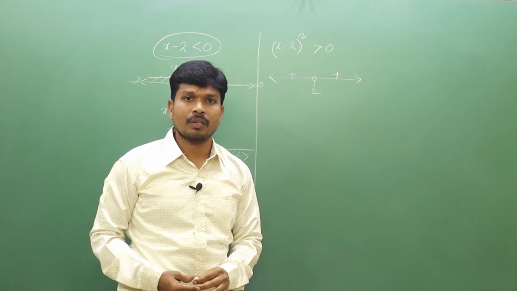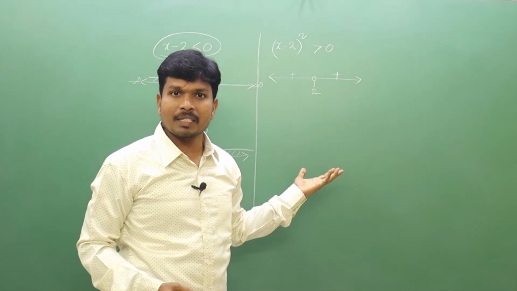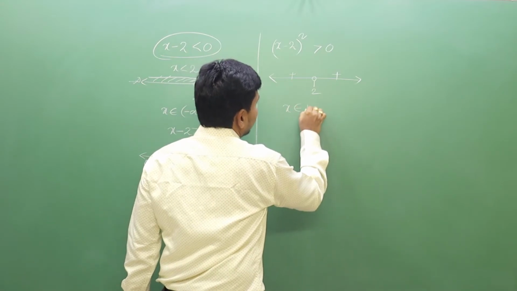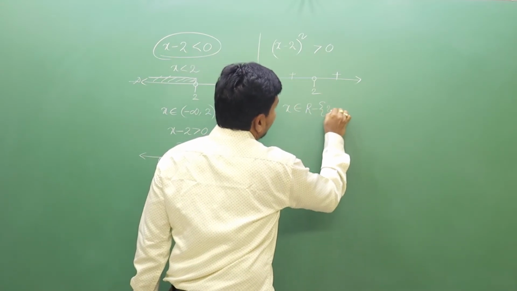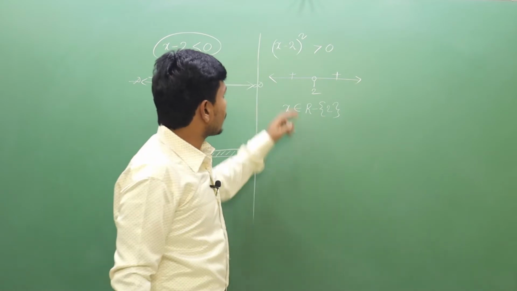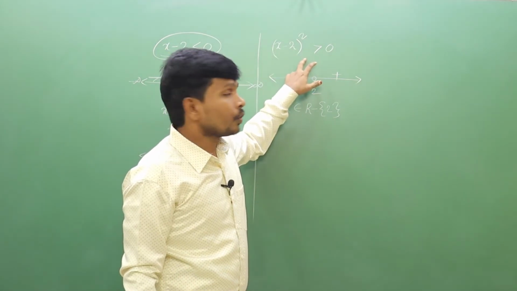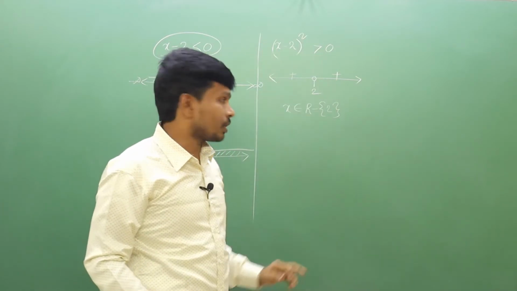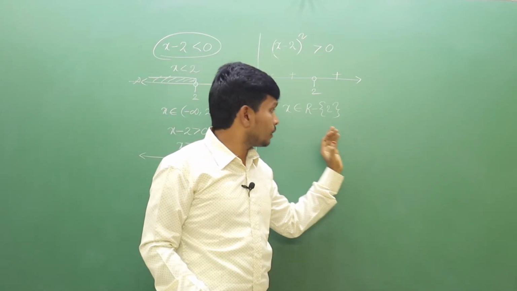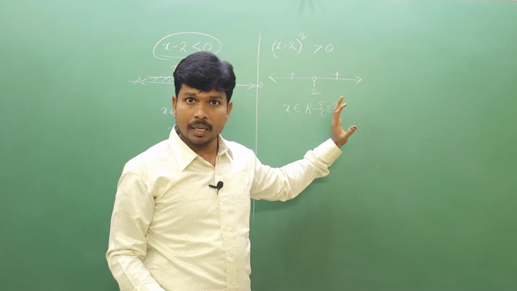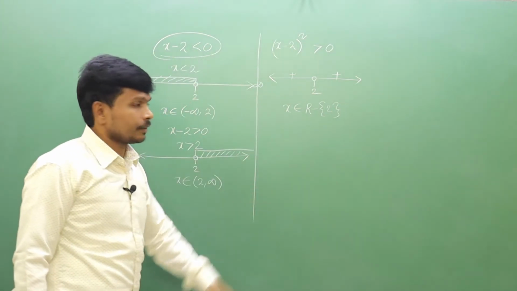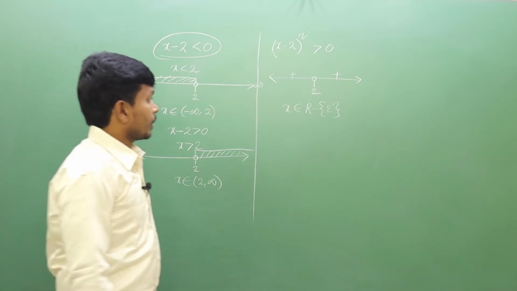So what are the values of x which satisfy the given inequality? Can we take all real numbers? Yes, all real numbers you can take, but should not take 2. Why? Because when you are substituting 2, you will get the answer 0, but it is strictly greater than. So that's why the values of x are all real numbers, but should not take 2. Except 2, all real numbers satisfy this inequality.